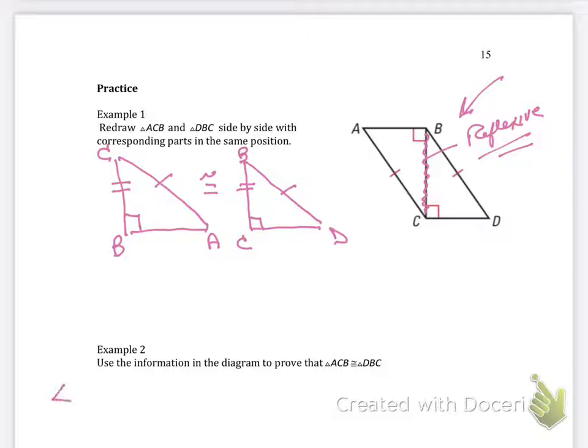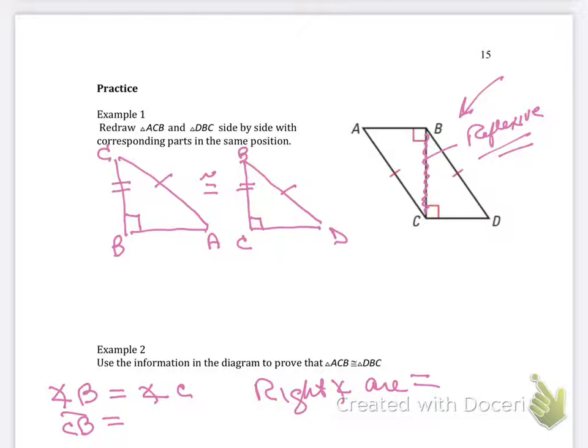I would say that angle B equals angle C because right angles are equal. Then I would say CB equals BC because of the reflexive property. Same equals same, self equals self.